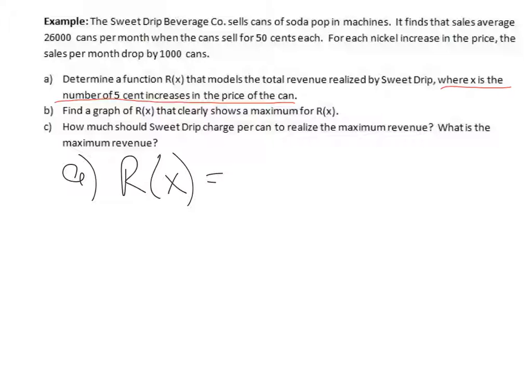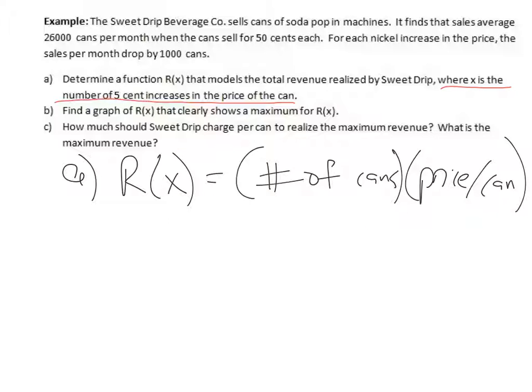So maybe to start off, we need to think about the number of cans, and we're going to multiply that by the price per can. Initially, the number of cans was 26,000, so that's still going to be part of our function. But every time we raise the price, they're going to lose 1,000 of those cans. So I'm going to subtract 1,000 every time x goes up by 1. If I don't make any price changes, x is 0, and I'm still at 26,000.